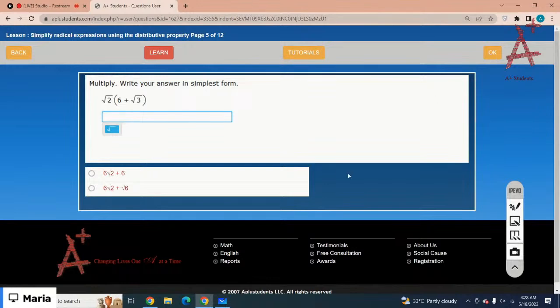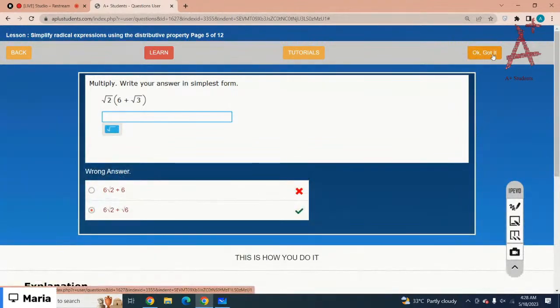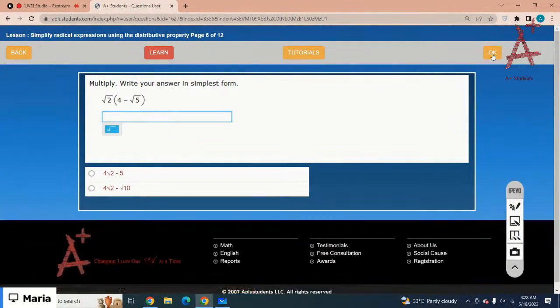It would be 6 square root 2 plus 6. The correct option is option number 1. Oh, option number 2, 6 square root 2 plus, yes, square root 6. The second option is the correct one. Which is the correct option? It would be 4 square root 2 minus square root 10. The second one is the correct option.